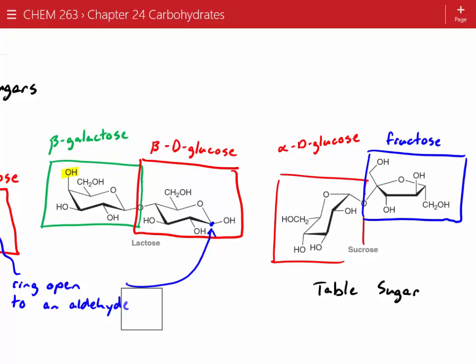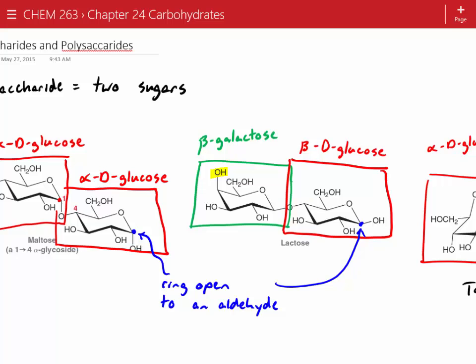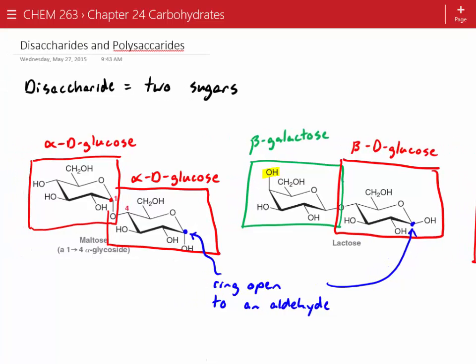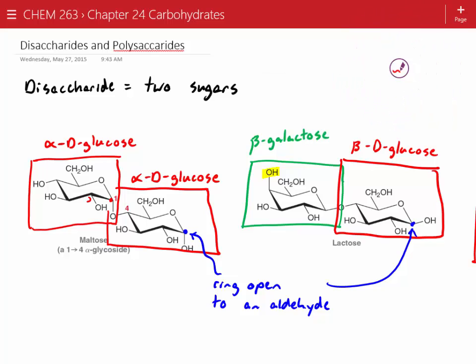The other thing to notice too is that these are called 1,4 linkages. So if you actually look at the numbering around the ring, we can label this 1, 2, 3, 4, 5, 6. So the anomeric carbon is 1, and then we go clockwise all the way around to 6. And same thing down here, we go 1, 2, 3, 4, 5, 6.